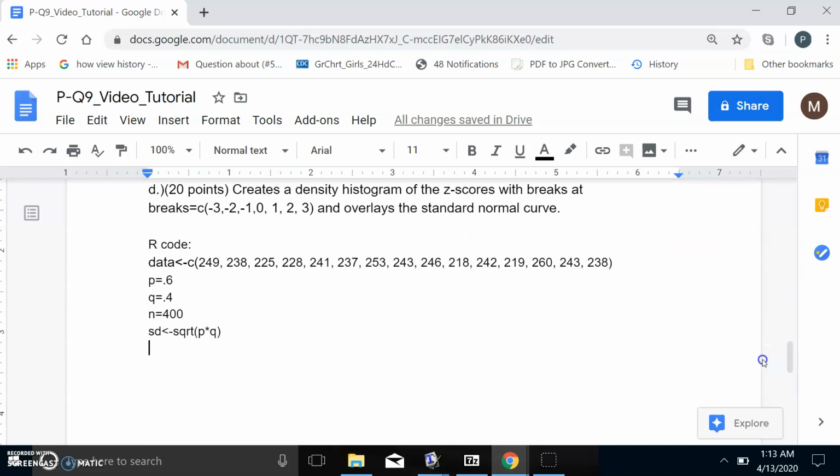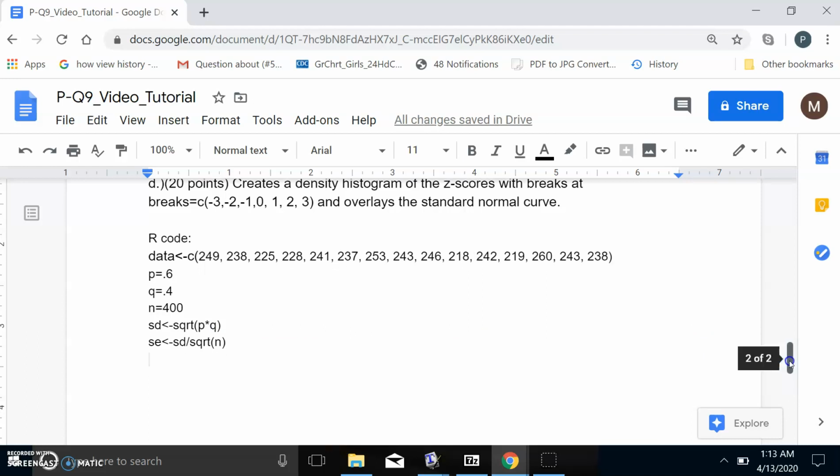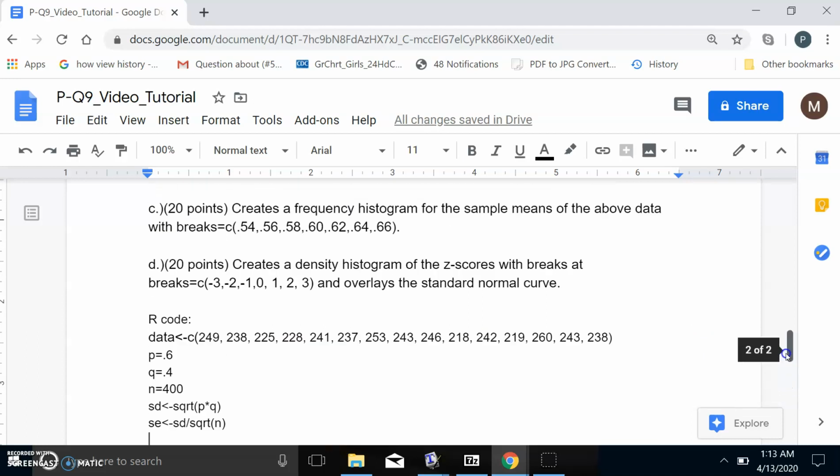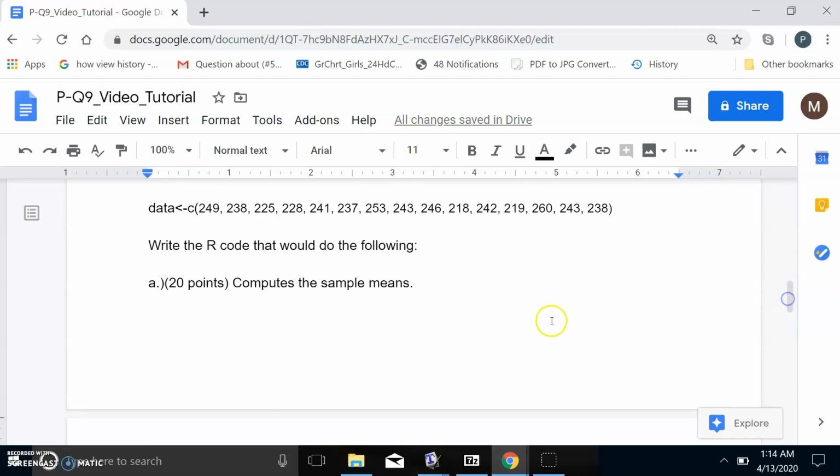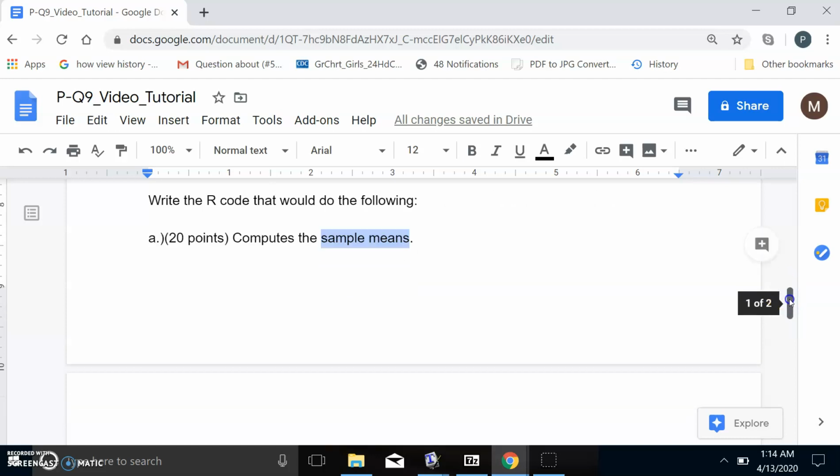Okay, let's find our standard error. So the standard error is defined to be the standard deviation divided by the square root of n. I've already defined my n up here, it's 400. Okay, so we got that stuff. Now let's start finding the answer to part A here. So we need to start finding the sample means. So let's go through and find those.